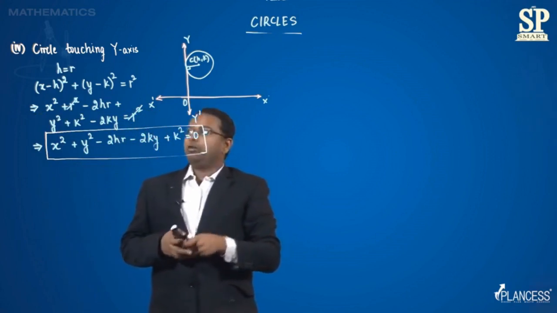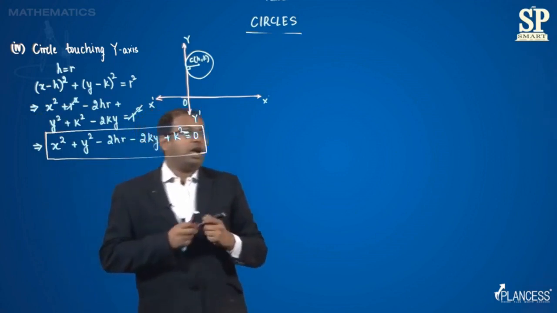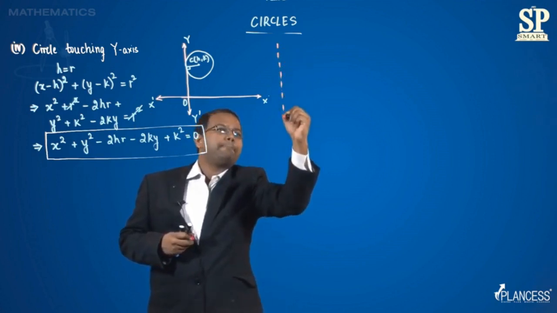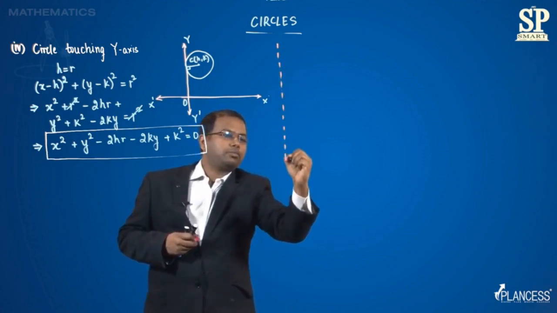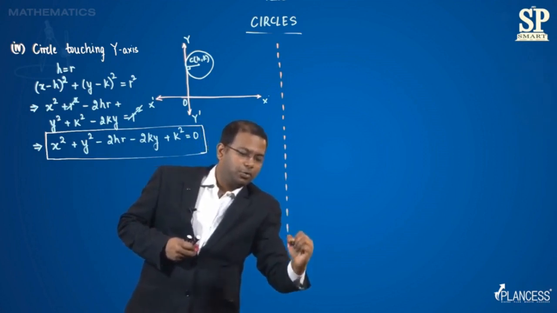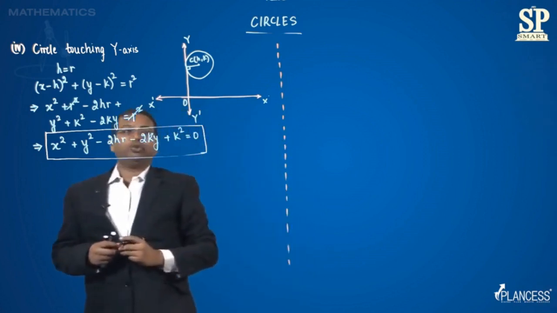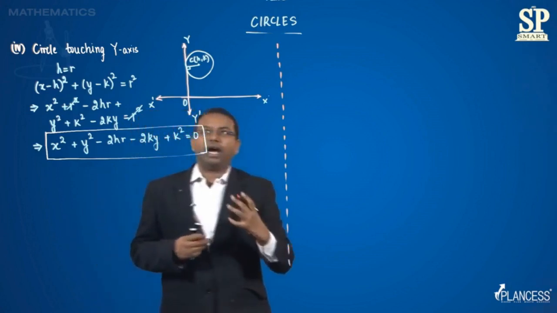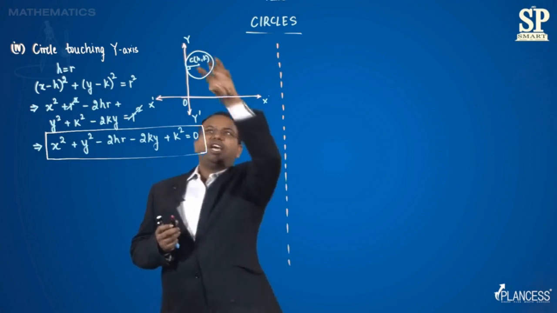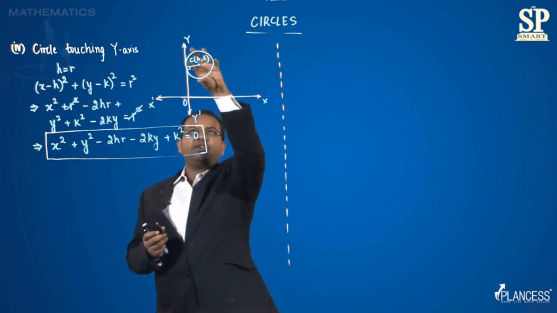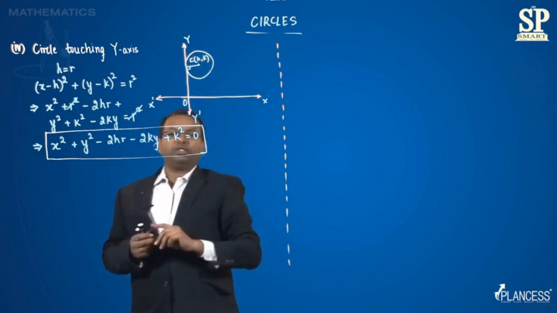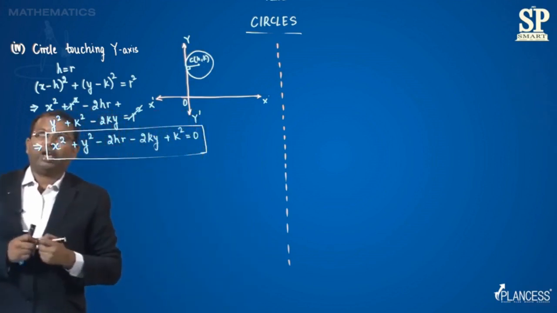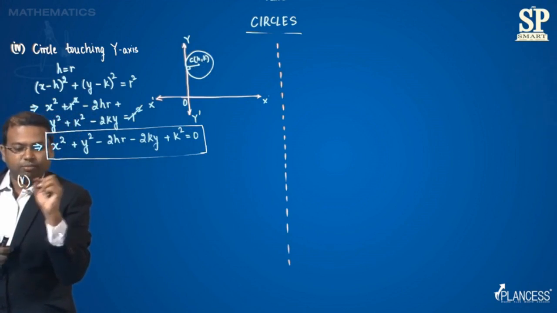Now let us move on. So what next question just comes to our mind is, what happens if the circle we have is touching both the axes? So the next special case is the case where the circle is touching both the axes.